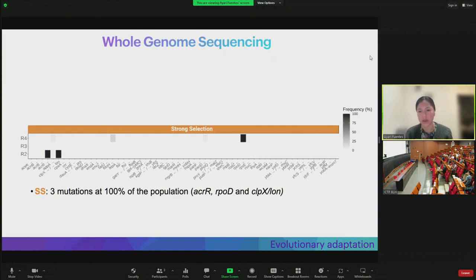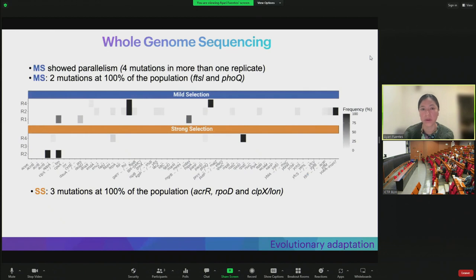ACR, RPOD, and CLPXLON. So these were the only mutations that we saw. The first thing that actually surprised us is the very few mutations that they have, and that they were completely in the whole population. Now these mutations actually drive this fast response to the antibiotic.